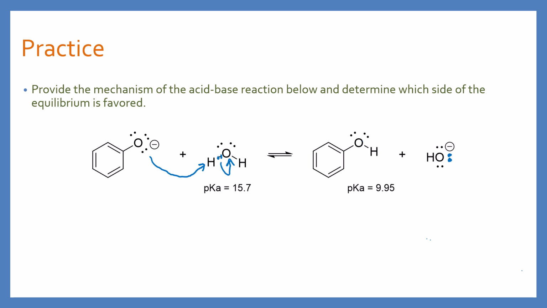Now we need to determine which side of the equilibrium is favored. The pKa's are already provided for us. That's a big hint of which species are the acids, but let's go ahead and label them anyway. So we have our base. We know that it's our base because we used it to pick up our proton. That means that water is acting as the acid. On the other side, we're going to have our conjugate acid, which is phenol, and hydroxide is going to be our conjugate base.